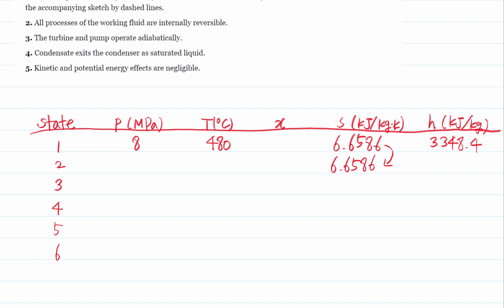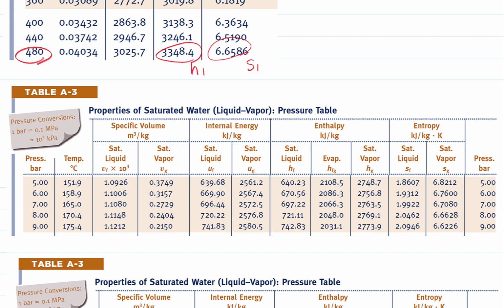And the pressure is also given in the problem statement. It's 0.7 megapascal. So at the given pressure and the entropy we got, we know that it is a saturated mixture. So see table A3, saturated water. The pressure at state 2 is 7 bar.